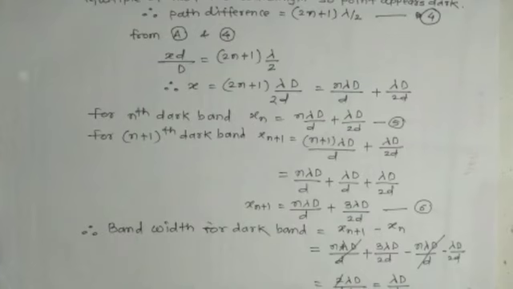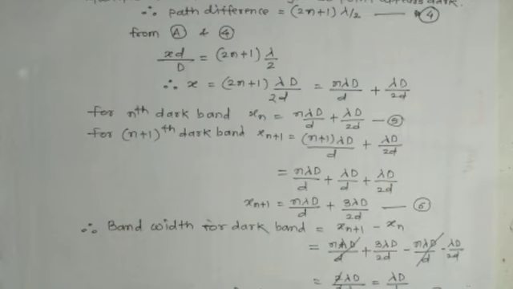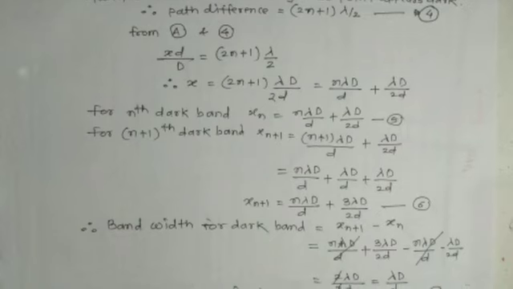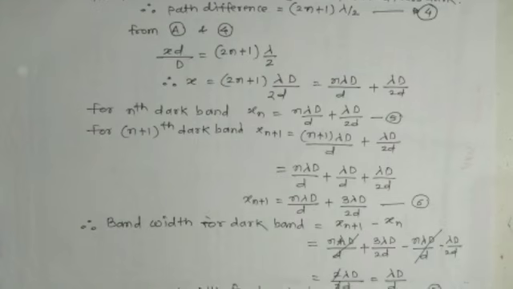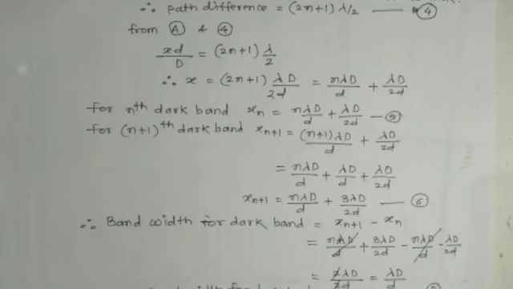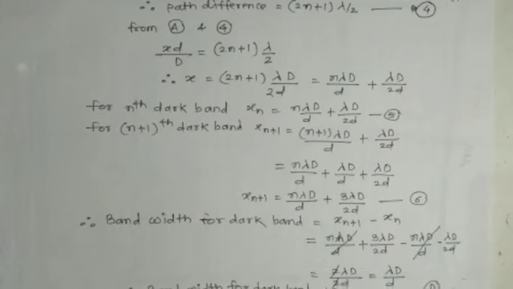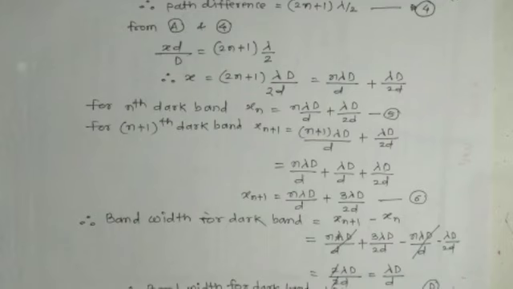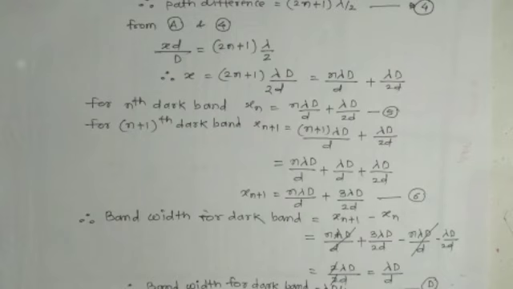For (n plus 1)th dark band, xn plus 1 is equal to (n plus 1) lambda capital D upon small d plus lambda capital D upon 2 small d, which is equal to n lambda capital D upon small d plus lambda capital D upon small d plus lambda capital D upon 2 small d.